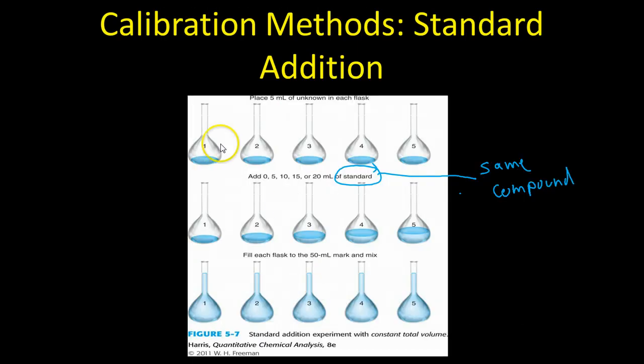The downside is you have to have a lot of your standard. You have to do a lot of measurements, okay? And you may need a lot of your unknown, a lot of your analyte, and so that may be an issue depending on what your analyte is. You may just not be able to do it, or maybe your analysis is so expensive that you can't do it this many times.